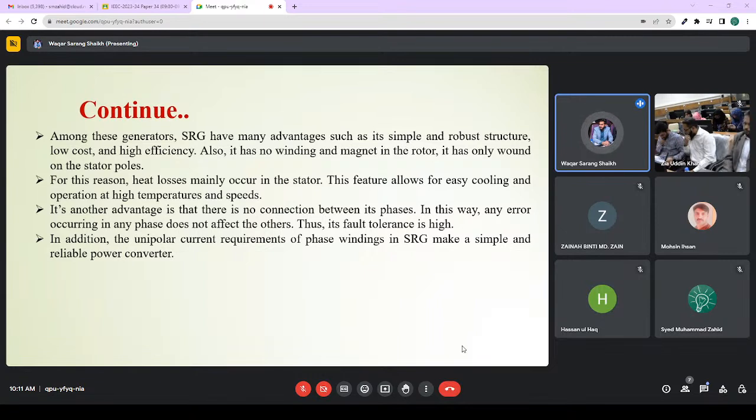It is only wound on the stator poles. For this reason, heat losses mainly occur in the stator. This feature allows for easy cooling and operation at high temperature and speed.